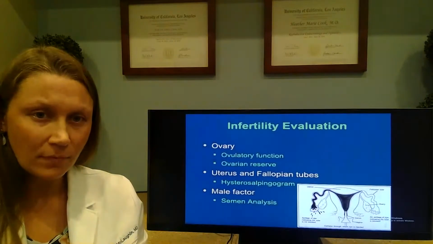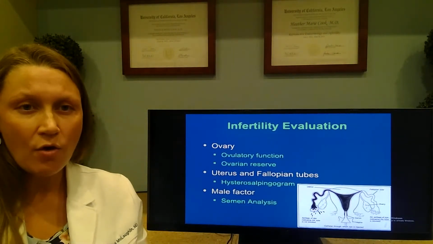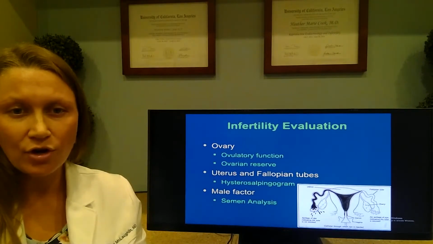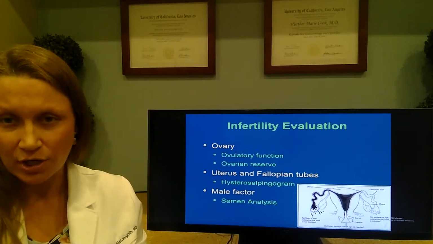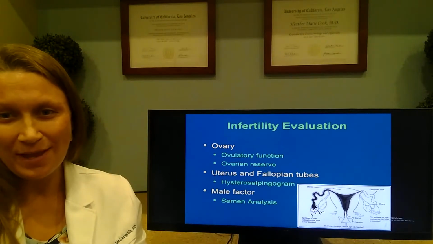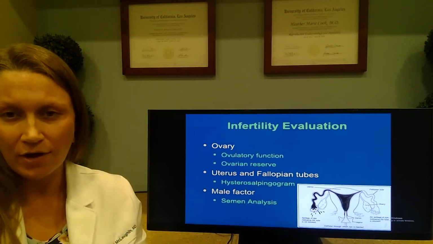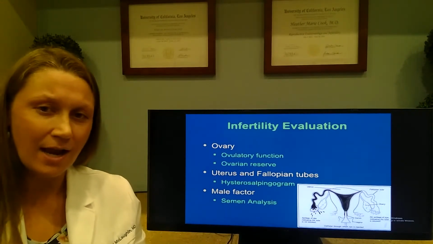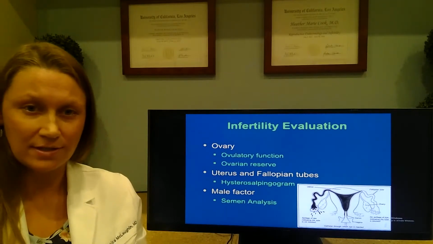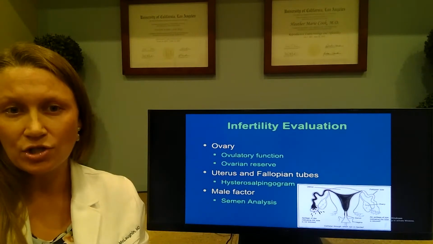So to think about each of these a little bit more, within the ovary, I like to break that up into two separate categories. The first being just ovulatory function. And actually, history is very good at telling us about this. Taking a good menstrual history tells me a lot about your ovulatory function. And just from there, we can decide if we need to do other things. Do we need to do a further evaluation for polycystic ovarian syndrome or other causes of ovulatory dysfunction?